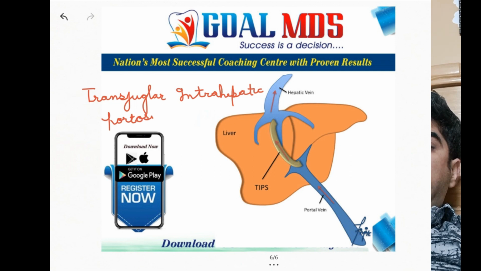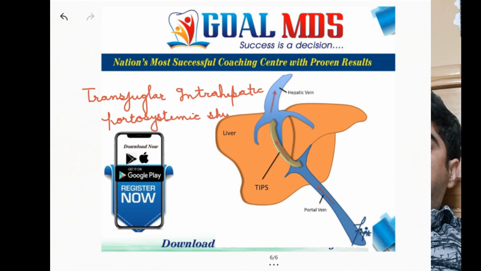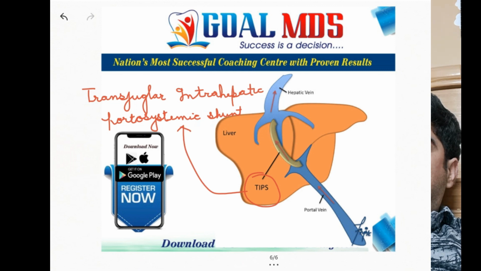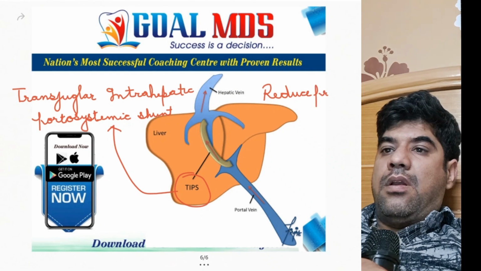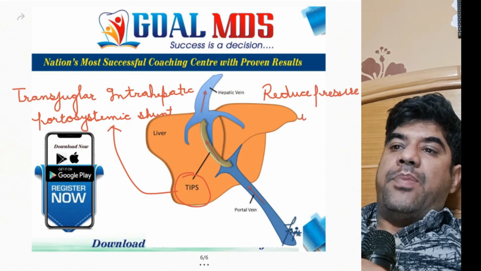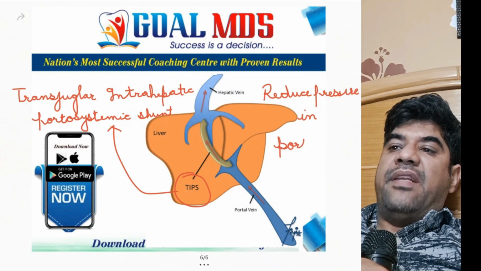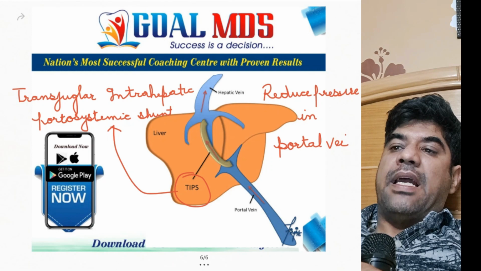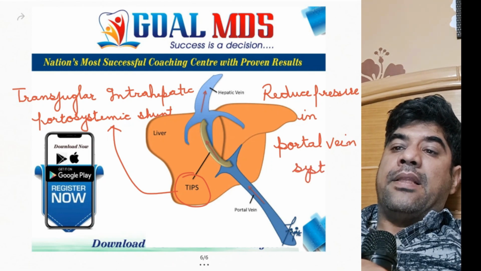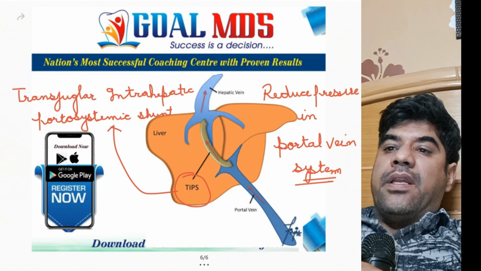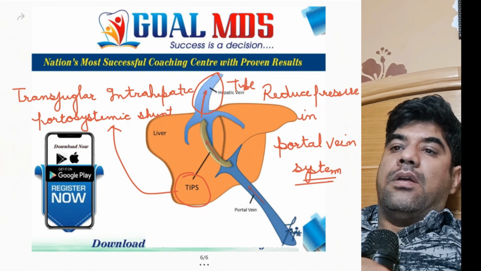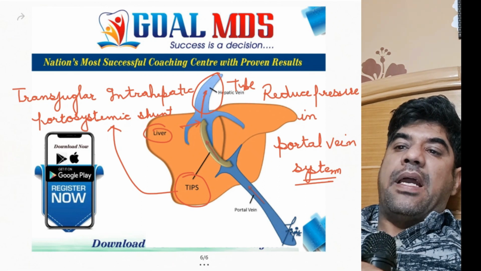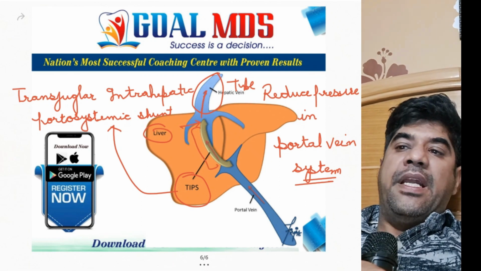So what is this transjugular intrahepatic portosystemic shunt? It is a medical procedure that can help reduce pressure in the portal vein system that carries blood from the intestine and spleen to the liver. Here a bypass between the liver and the veins in the abdomen is created, that reduces the pressure in the portal vein system and prevents the bleeding from the varices.